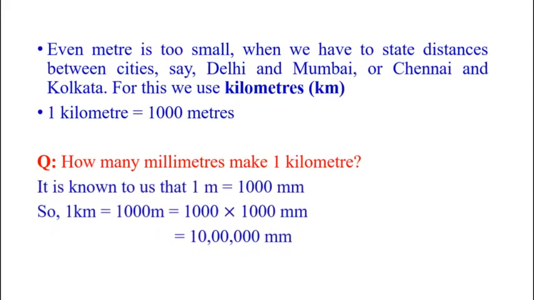It is known to us that 1 meter is equal to 1000 millimeters. 1 kilometer is equal to 1000 meters. That is equal to 1000 into 1000 millimeters. That is equal to 10 lakh millimeters.